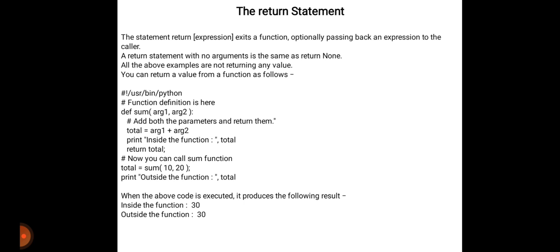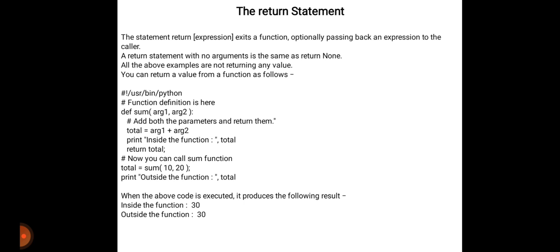In this way, like, hashtag use in Python, the function definition is here. Define sum of argument 1 and 2. So add both the parameters and return them. Total is equal to what? Argument 1 plus argument 2. Again, print inside a function. You have to print inside the function the total of argument 1 and 2. Then return total.